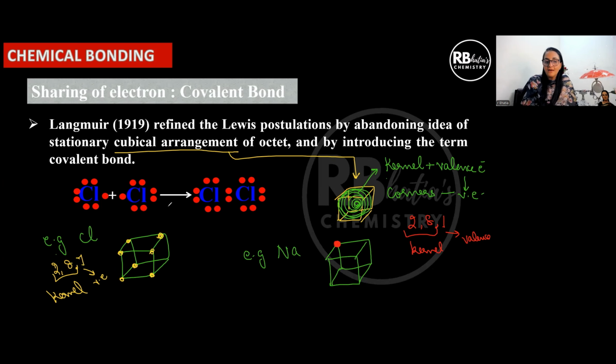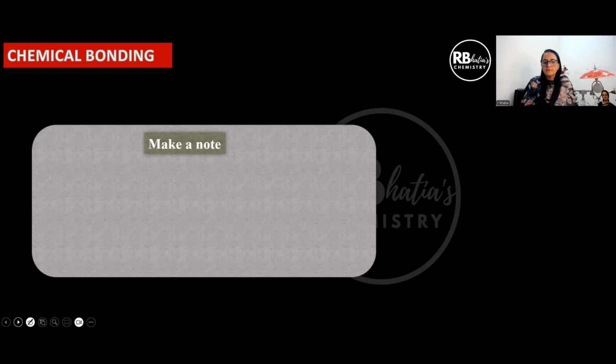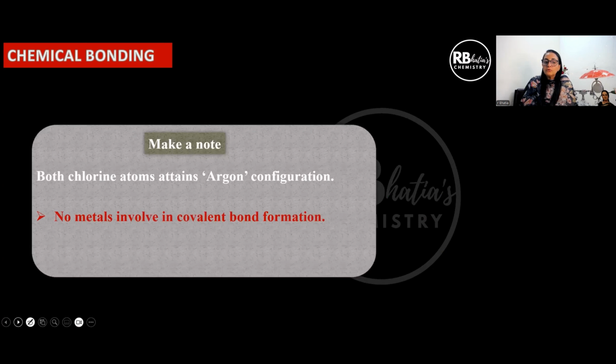This is NCERT. Okay. But Langmuir, he abandoned this idea. He did not believe in this idea, and he introduced the Lewis structures to explain a covalent bond. So this we have already discussed. Both chlorine atoms attain argon configuration, and remember, no metals can ever involve in covalent bond formation. Metals never form covalent bonds. Covalent bonds are only formed by non-metals.